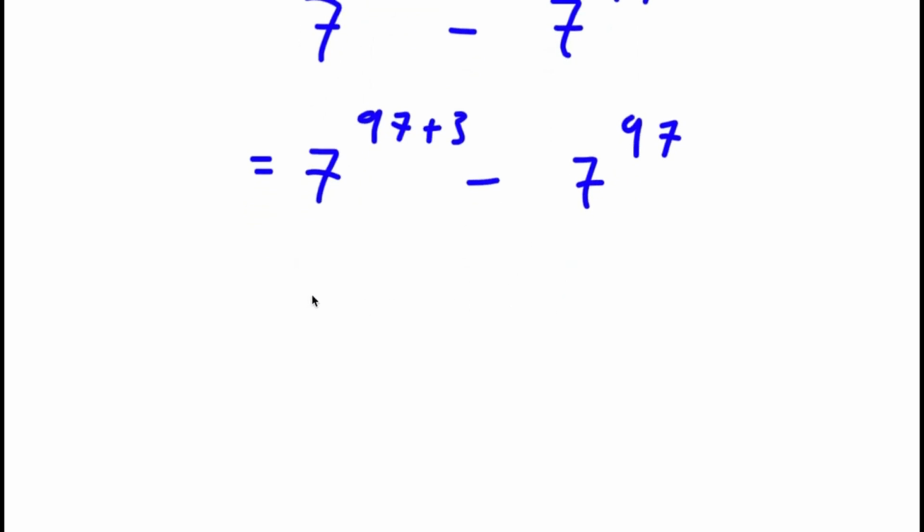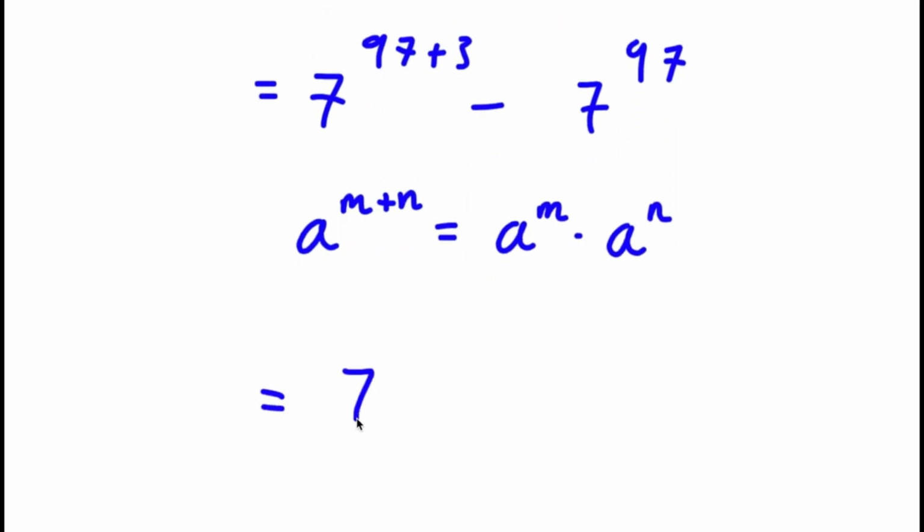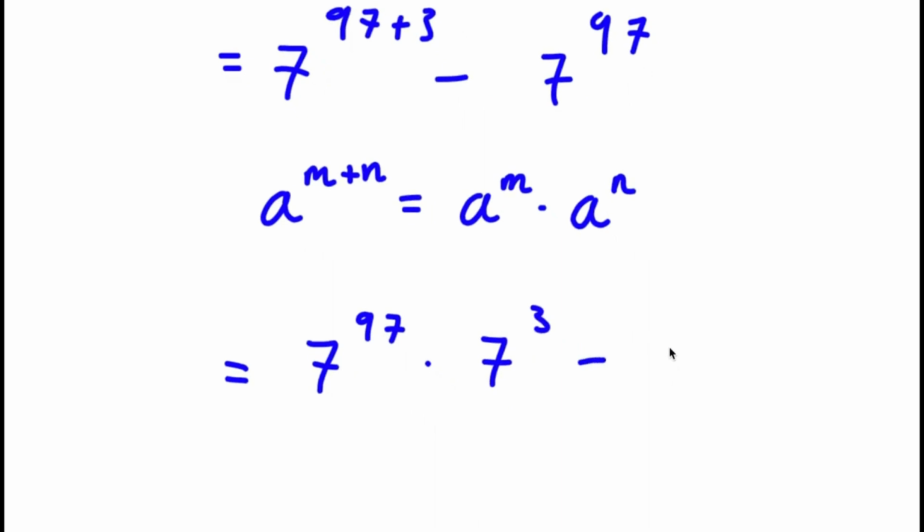Now, if I have something in the form a to the power of m plus n, this is equal to a to the power of m times a to the power of n. So in this case, 7 to the power of 97 plus 3 is going to equal 7 to the power of 97 times 7 to the power of 3. Then I have minus 7 to the power of 97.